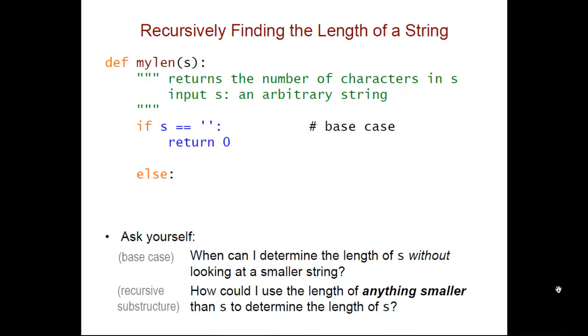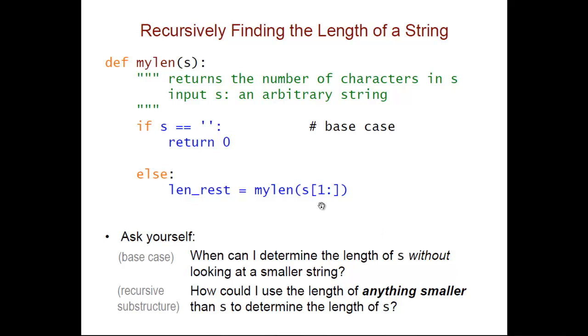And in this case, it's when we have an empty string, a string of length 0. And notice there's nothing between the quotes here. So if the string s is equal to the empty string, we can just return 0 and we're done. That's the base case. If we don't have a base case, we're going to start by figuring out the length of the next smaller string.